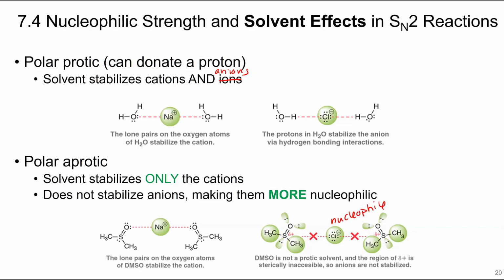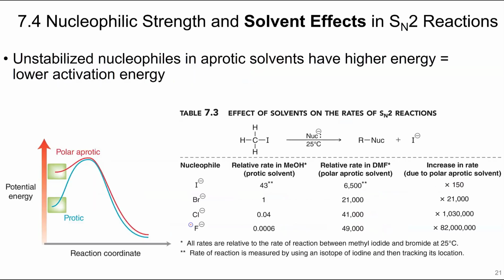And we don't want the nucleophile stabilized because it won't react as quickly. So if you have a negative charge that's not being stabilized, it's going to look that much harder to find the electrophile to react. So if we don't stabilize the anions, that makes them more nucleophilic, which is better for the reaction. Okay, so unstabilized nucleophiles in aprotic solvents have higher energy. So in polar aprotic solvents, again, the nucleophiles are much more reactive, so they're higher in energy, which makes this energy hump here that much smaller. So it lowers the activation energy.